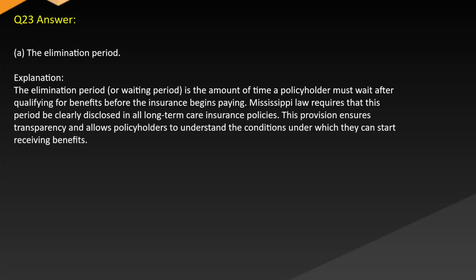Answer: A. The elimination period. Explanation: the elimination period, or waiting period, is the amount of time a policyholder must wait after qualifying for benefits before the insurance begins paying. Mississippi law requires that this period be clearly disclosed in all long-term care insurance policies. This provision ensures transparency and allows policyholders to understand the conditions under which they can start receiving benefits.